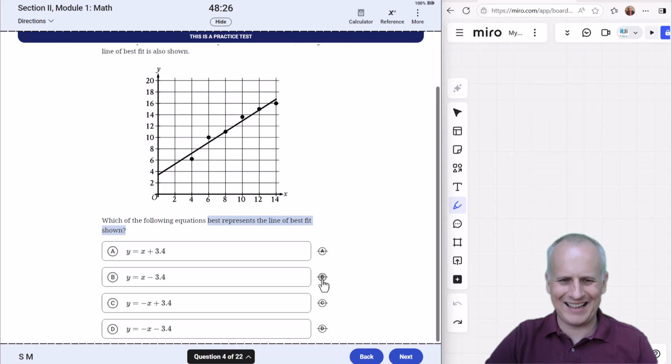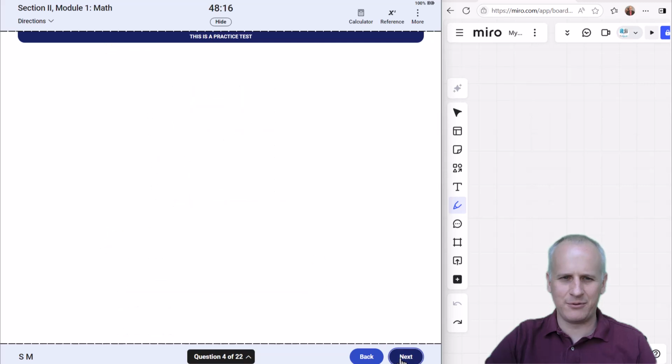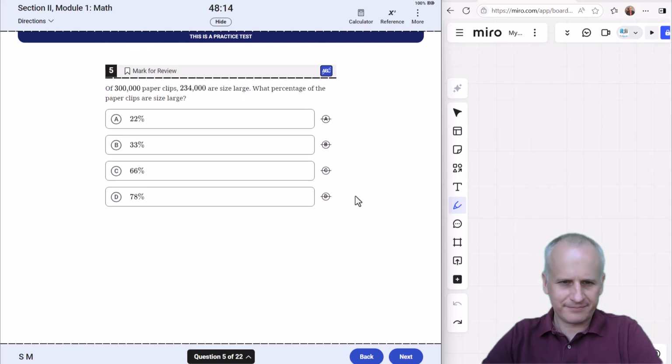So we can eliminate anything that has a y-intercept of negative 3.4. Similarly, we can see our slope is positive, so we can eliminate the one that has a negative slope there of choice C. And our correct answer is A, and we just move on to the next question.